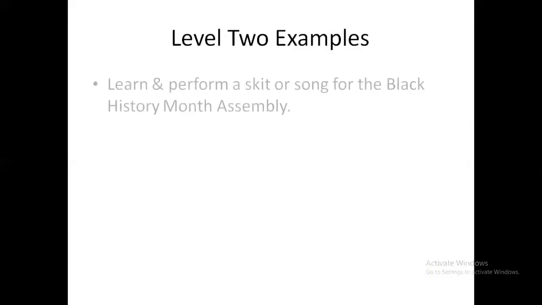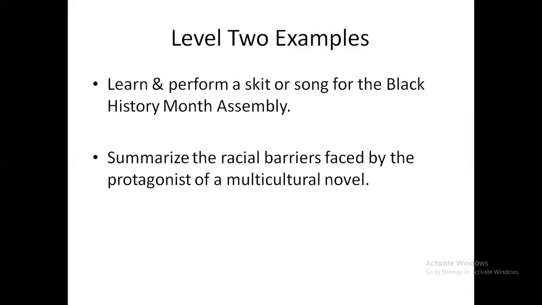Now we'll take a look at our level 2 examples. Once again, we'll begin with the example from our worksheet. This activity goes beyond the first level as it explores lengthier themes, but only with a bit more depth. Learn and perform a skit or song for the Black History Month assembly. And another example is summarize the racial barriers faced by the protagonist of a multicultural novel.